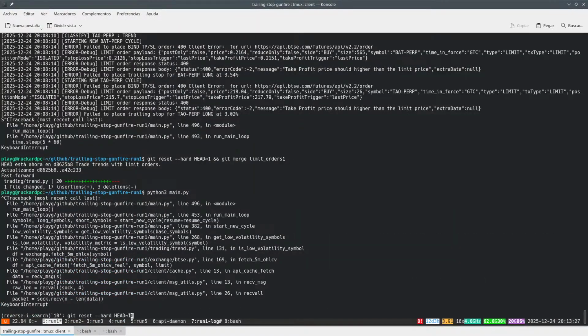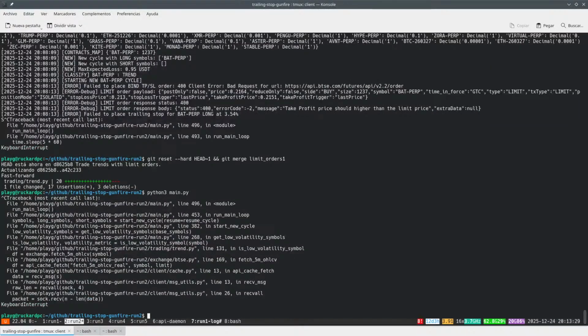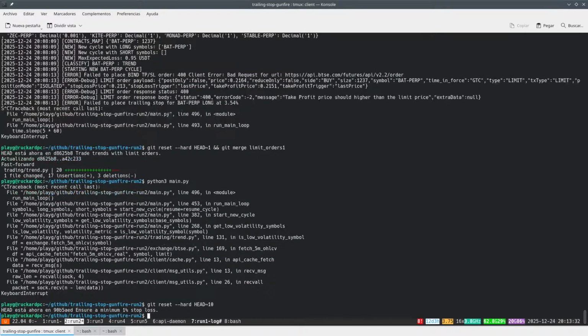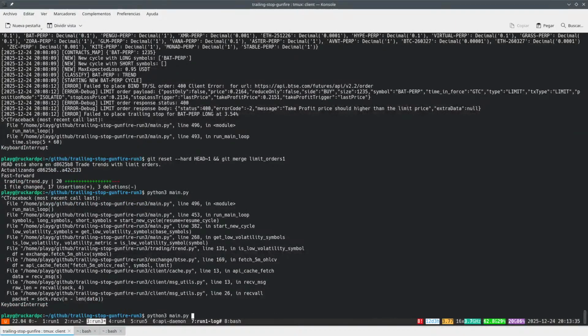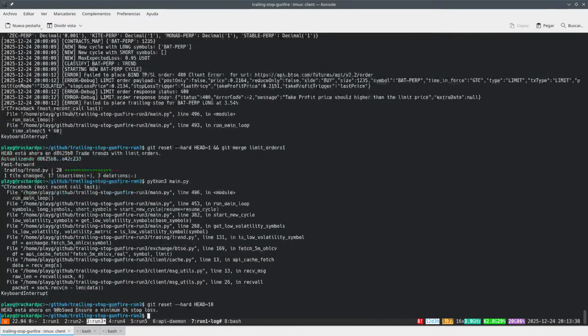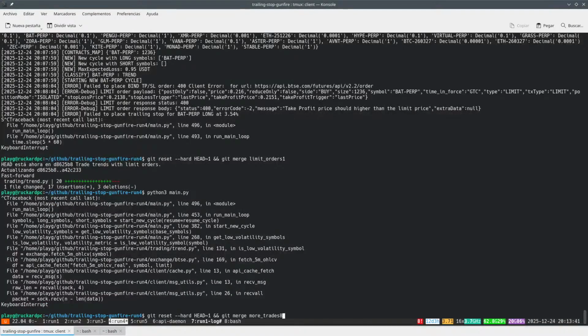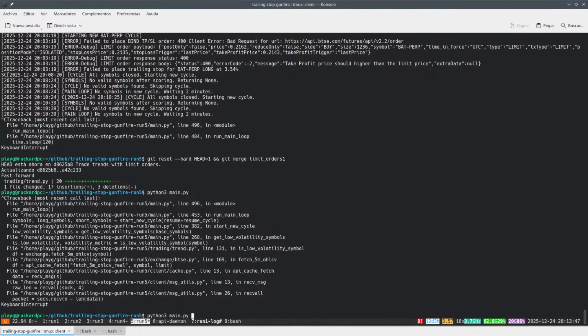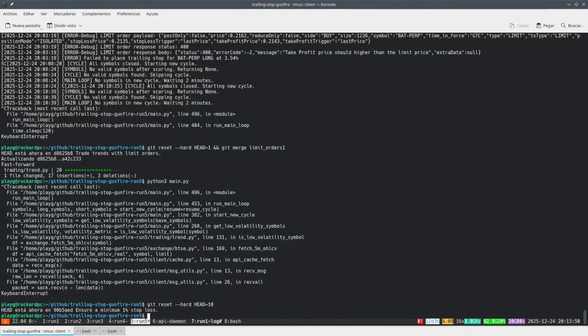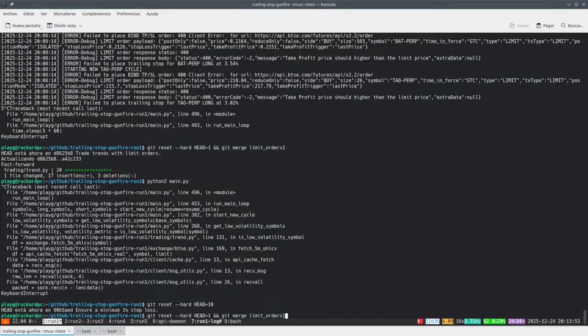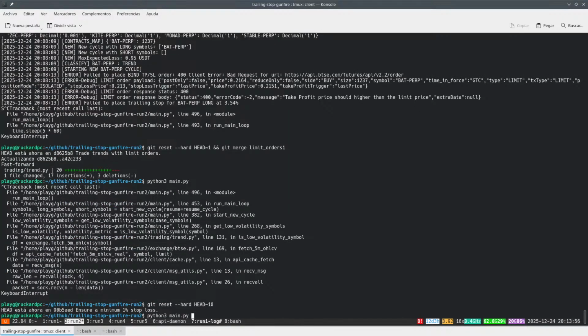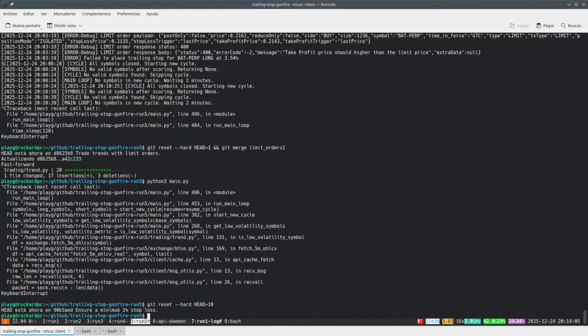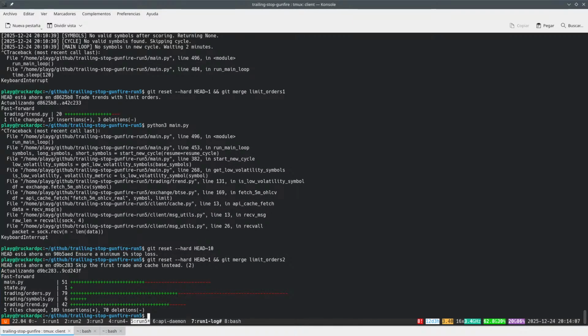So we go to older commits. What the hell is this? We go to older commits, okay. So now I should be able to use limit orders 2, limit orders 2, and so on.